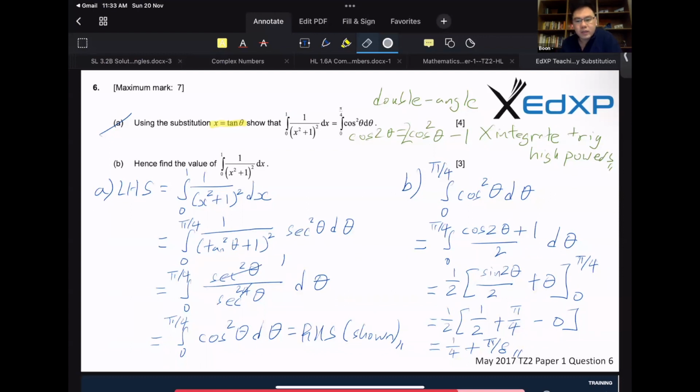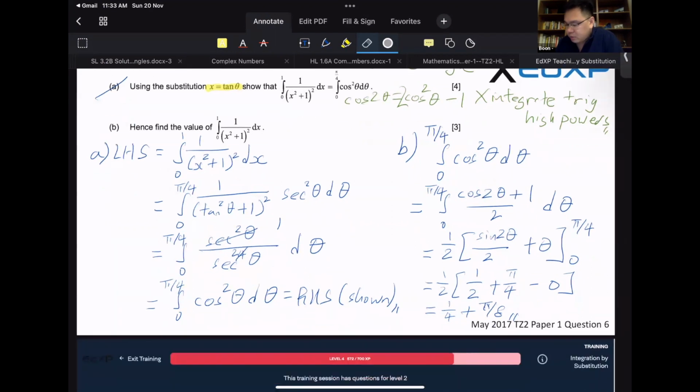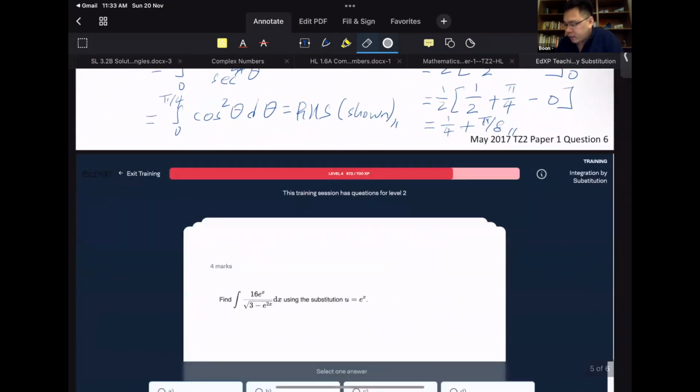Okay, so I hope you guys understand this concept. The past 3 questions were from the actual IB past papers, paper 1. Let's move on to some of our own EdXP questions. You can go online and practice.